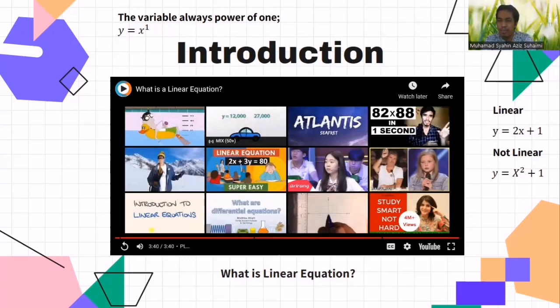What can you grab about the concept of linear equation? So in linear equations, the variable always has power of 1, or the degree is 1. So for example, y equal to x power of 1. So y is power of 1 and x is also power of 1. So this is an example of linear equations. So y equal to 2x plus 1. And what is not a linear equation is y equal to 2, or y equal to x squared plus 1. So x squared is x power of 2. So power of 2 is not a linear equation.